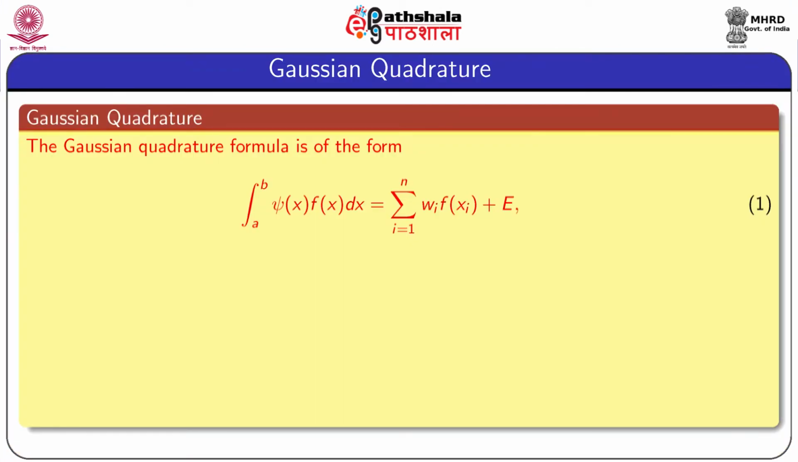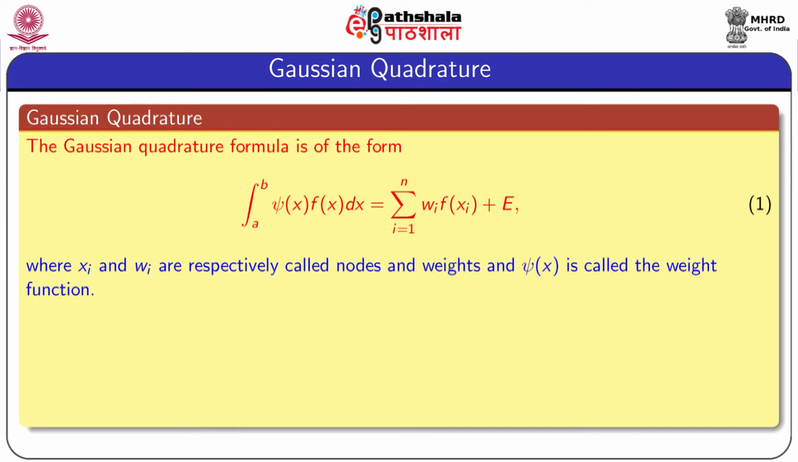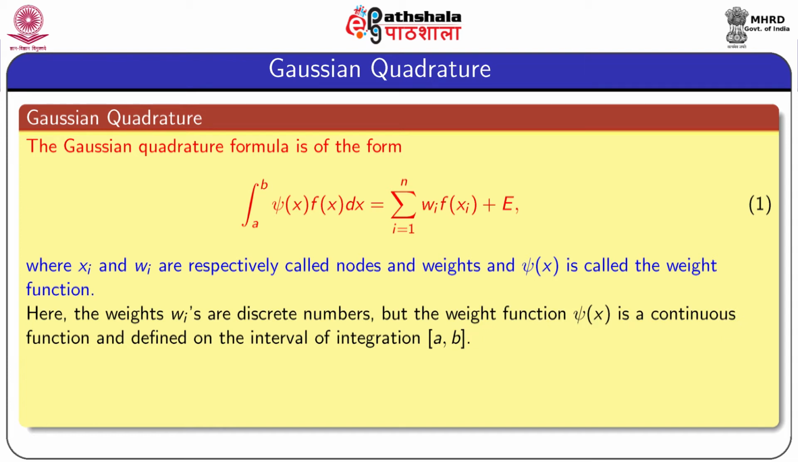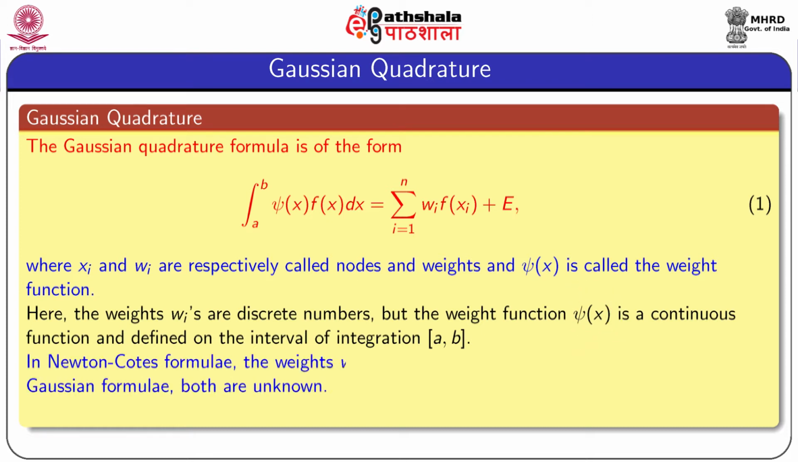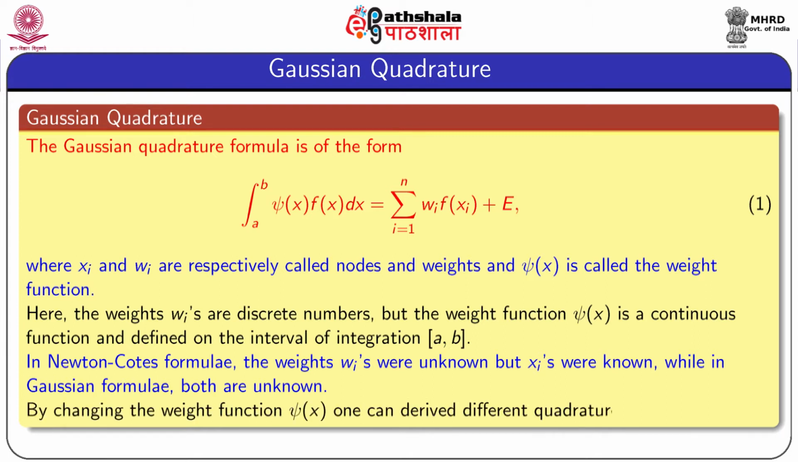The Gaussian quadrature formula is of the following form: integration a to b ψ(x) f(x) dx equals summation i equal to 1 to n w_i f(x_i) plus error, where x_i and w_i are respectively called nodes and weights, and ψ(x) is called the weight function. Here the w_i's are discrete numbers, but the weight function ψ(x) is continuous and defined over the interval a, b. In the Newton-Cotes quadrature formula, the weights were unknown, but the nodes, that means the values of x_i, are known, while in Gaussian quadrature both are unknown. Therefore, by changing the weight function, one can derive different quadrature formulas.